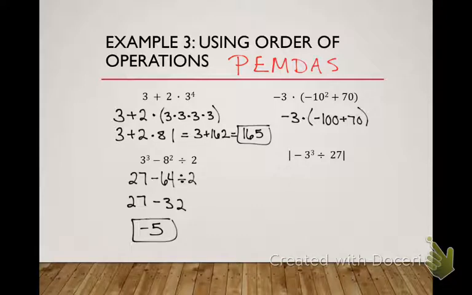So what's negative 100 plus 70 again? Just remind me. What was it? Negative 30. So what's negative 3 times negative 30? 90. Yes, 90. Good job, guys.